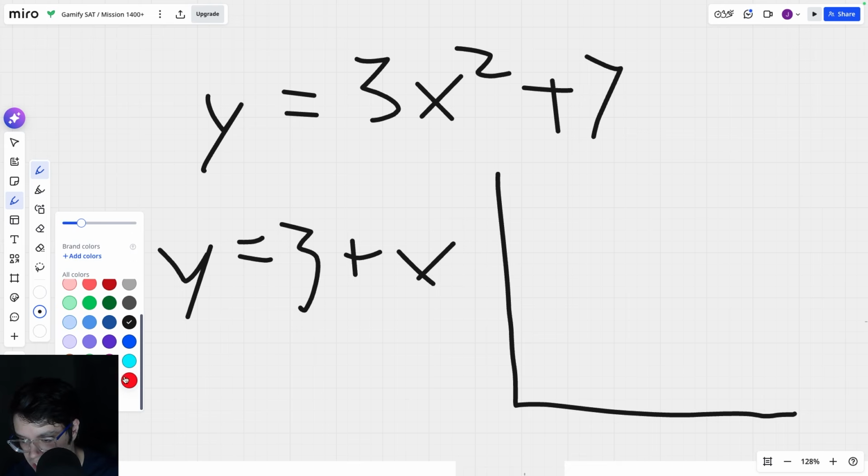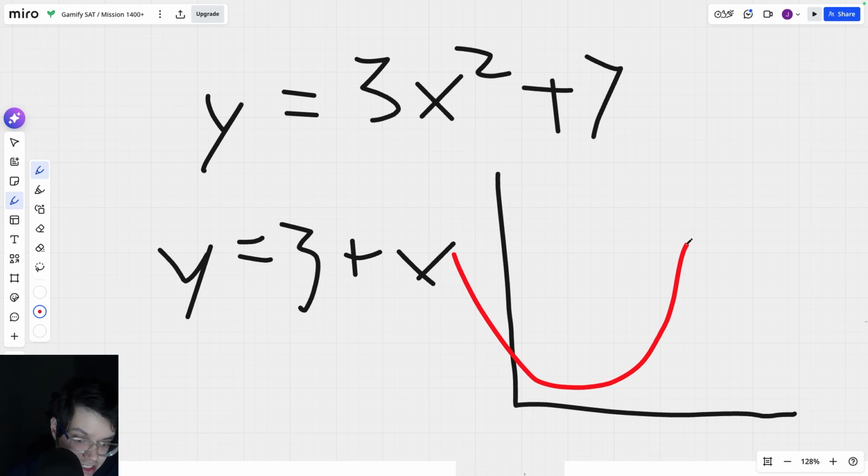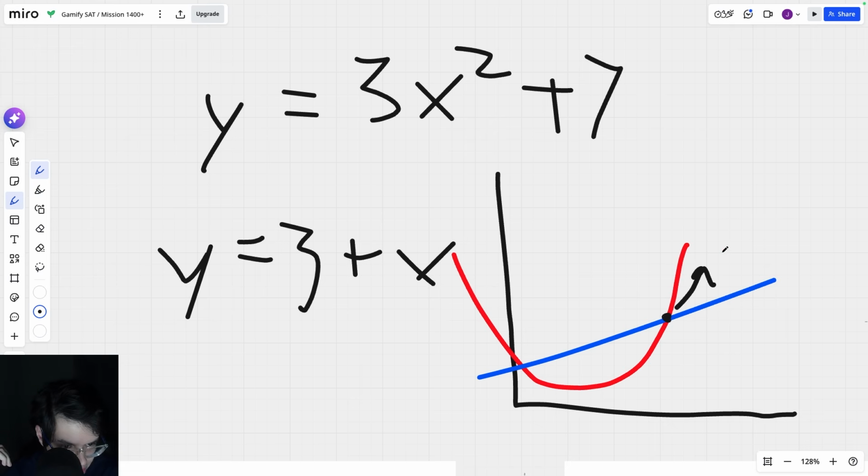Like for this one, I'm probably going to see a line that looks something like this, and probably a line for this one that looks something like, let's just say this. I don't know if that's exactly what it looks like, but that's just my guess. You'll notice here that they intersect at different points. These intersections are known as solutions. So this would be a solution, and then also this would be a solution over here.